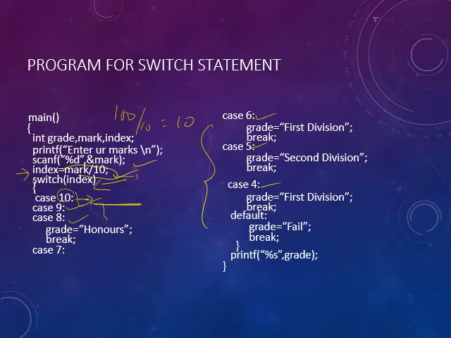And to come out of this switch case, we need to use the break statement at the end of each case block. Then this is the end of the switch. After the end of switch, execution will continue with the statements belonging to main. So printf is a statement which belongs to main, and this will be executed.